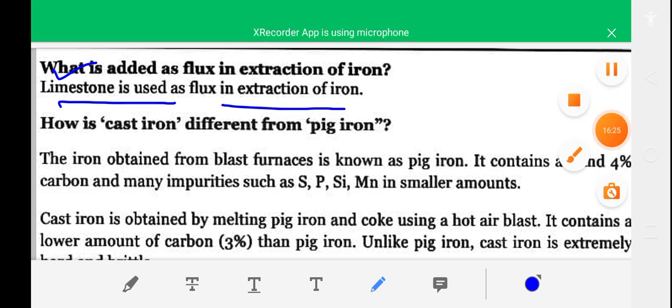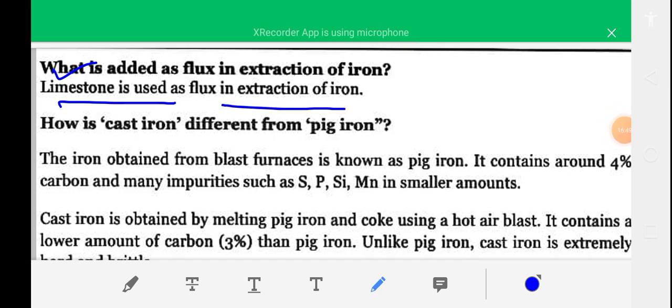Okay, now see how is cast iron different from pig iron. How is cast iron different from pig iron? I have told, depending on the percentage of carbon. Okay, so the iron obtained from blast furnace is known as pig iron. It contains 4% carbon.